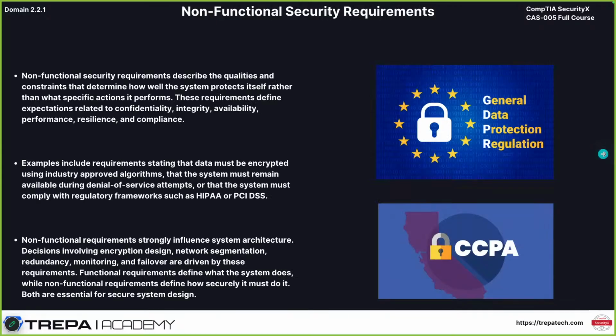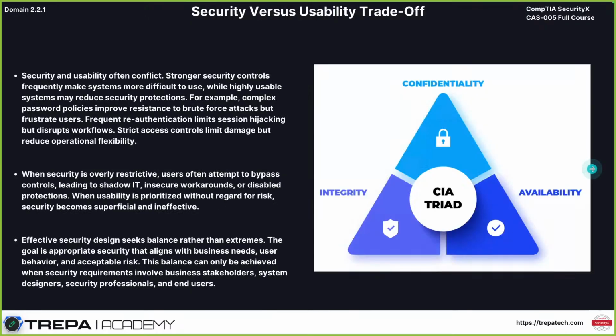This is something we do in the government as well, or any cybersecurity focused organizations do as well. So non-functional security requirements. Non-functional security requirements describe the qualities and constraints that determine how well the system protects itself rather than what specific action it performs. Examples include requirements stating that data must be encrypted using industry-approved algorithms, that the system must remain available during denial of service attempts, or that the system must comply with regulatory frameworks such as HIPAA or PCI DSS.